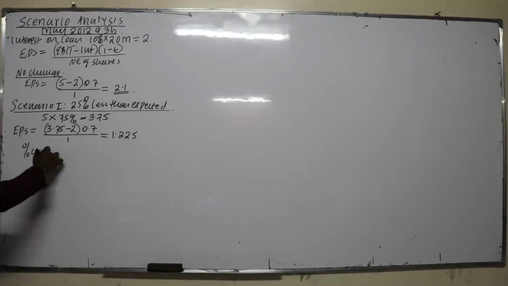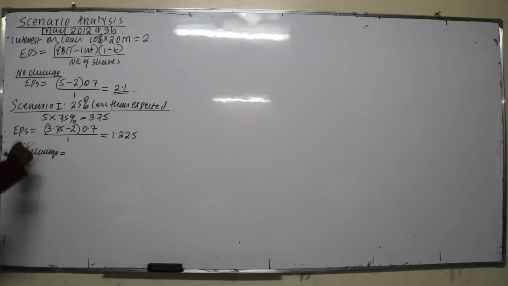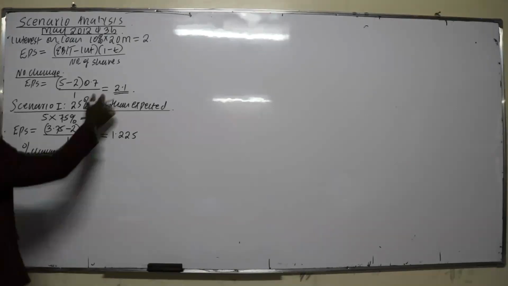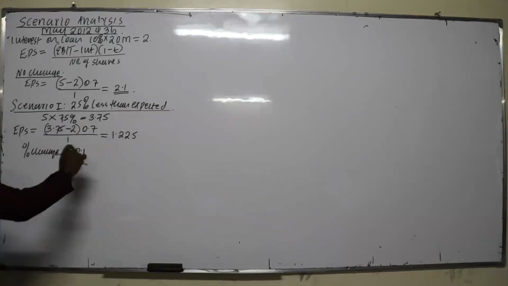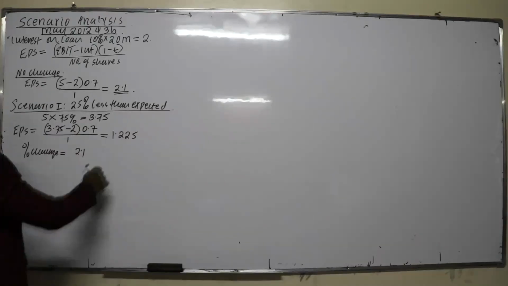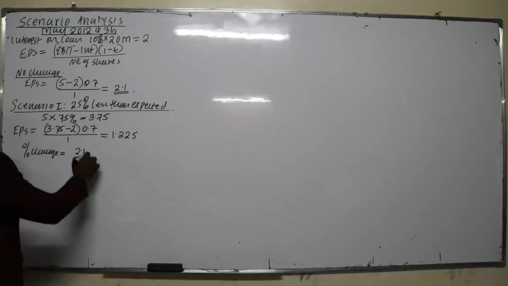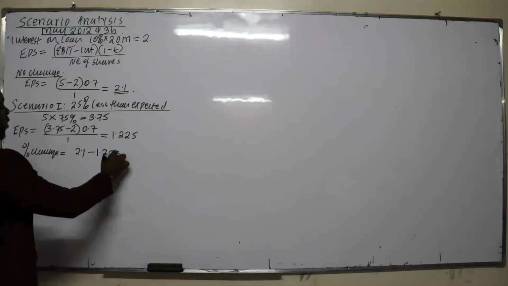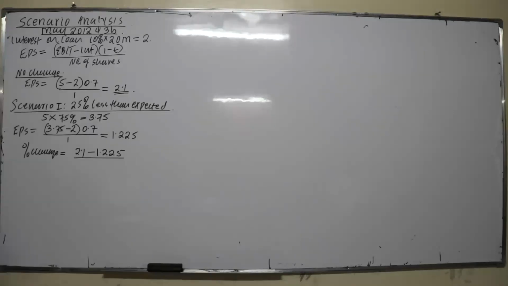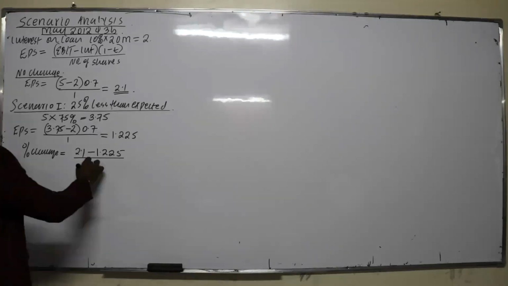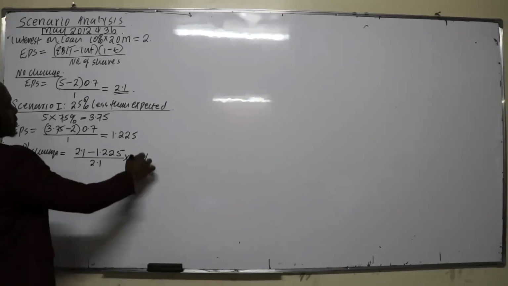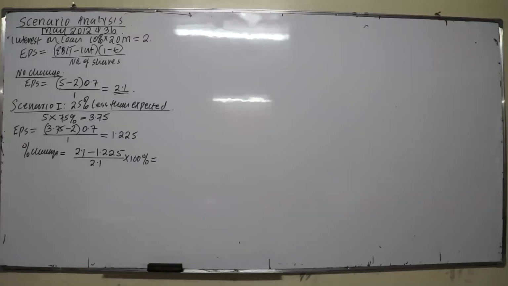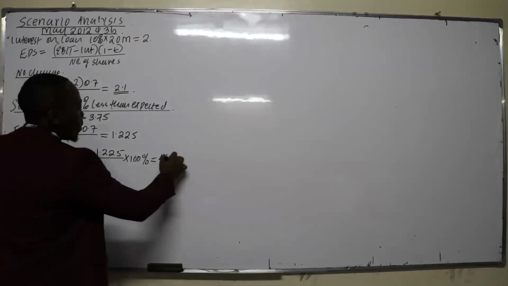Now let's compute the percentage change. Our base case earnings per share was 2.1. If the EBIT reduces by 25%, earnings per share reduced to 1.225. So get the change in earnings per share: you minus 1.225, then divide by the base case, which was 2.1. Kindly stop writing, I'll give you time to write. First of all, understand. What do you get? Good. 41.67%.